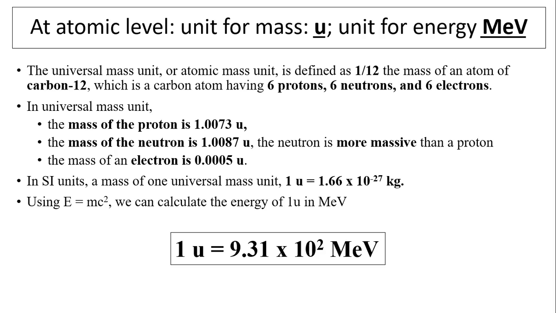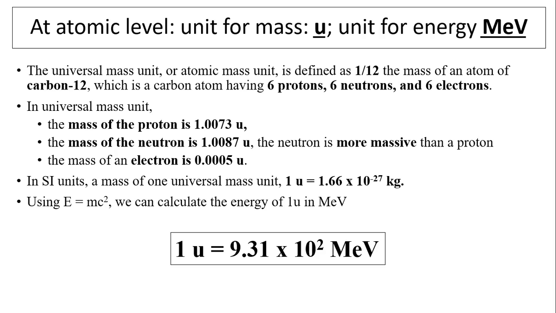The universal mass unit, or u, is defined as 1/12 of the mass of an atom of carbon-12, which is a carbon atom having 6 protons, 6 neutrons, and 6 electrons. In universal mass units, the proton has 1.0073 units, and the neutron has 1.0087 units. I want you to pay attention here. The neutron actually is more massive than a proton, even though this information is not given to you in the reference table.